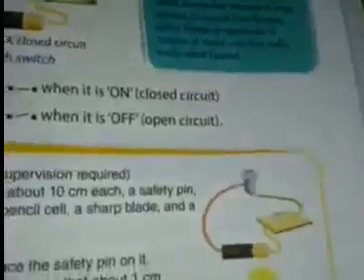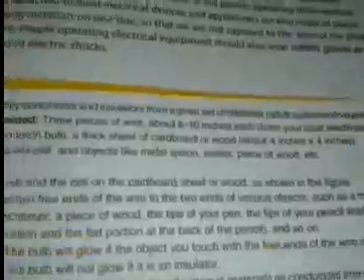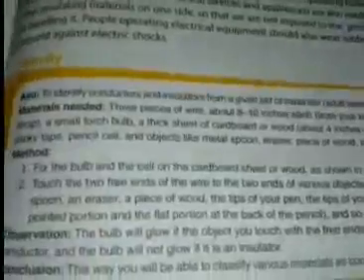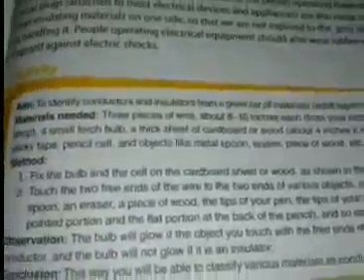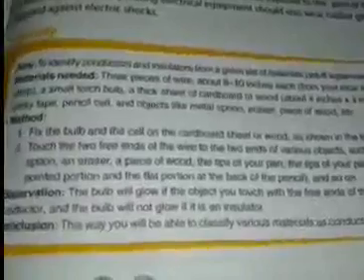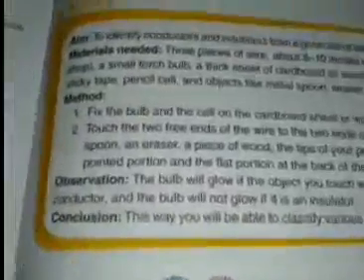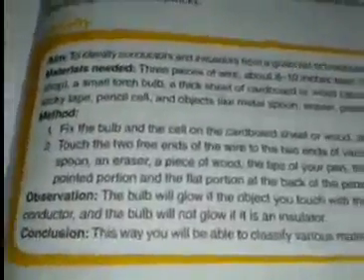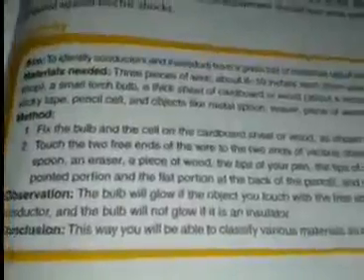Let us fix the bulb and the cell on the cardboard sheet and touch the 2 free ends of the wires to the metal spoon once, then again with the eraser and then with the wood or the tip of the pen or the tip of the pencil lead, and we are going to check if the bulb glows or not. We'll find that in the case of conductors the bulb will obviously glow, and in the case of insulators the bulb will not glow, leading to the conclusion that of these various materials we are testing, some are conductors, some are insulators.